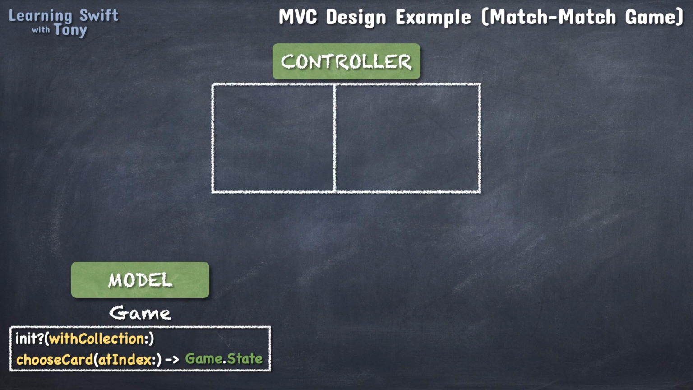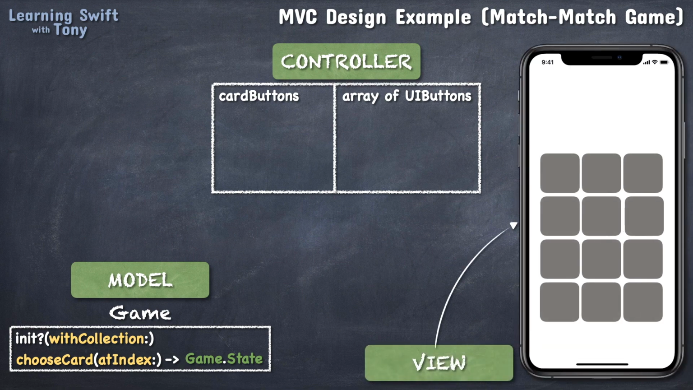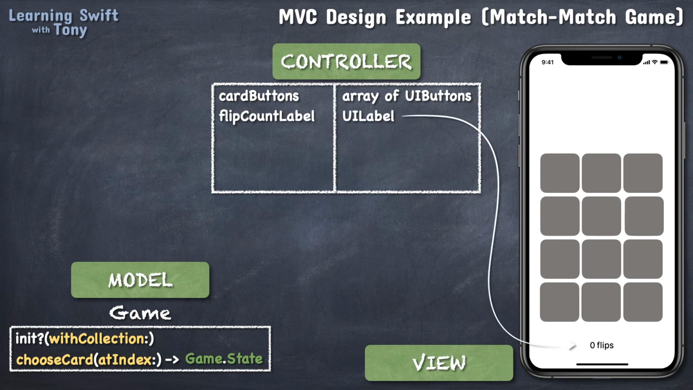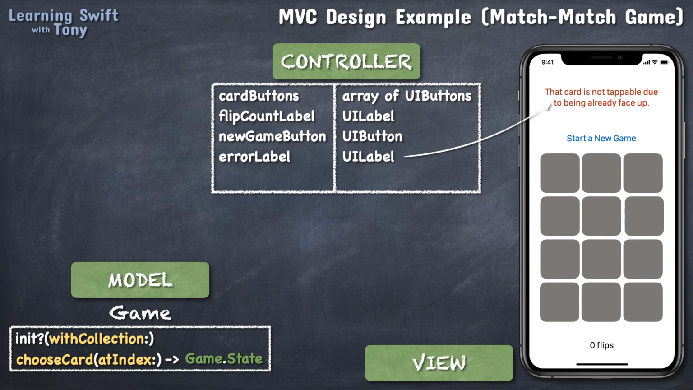Now that we have the model, what will the controller have in its arsenal? Well, it will definitely need some card buttons. This will be in an array of generic user interface buttons, and the controller will be in charge with instructing the view about arranging them in a layout on the screen. The next thing needed will be a label to show the current number of flips. When the game is over, we will need a button to start a new game. And it wouldn't be a bad idea to have a label that would show an error message when, for example, the user taps a wrong button. And finally, the controller will own a game, the same game object we have previously created in the model.